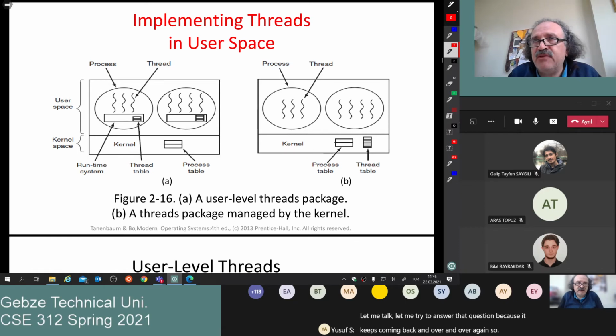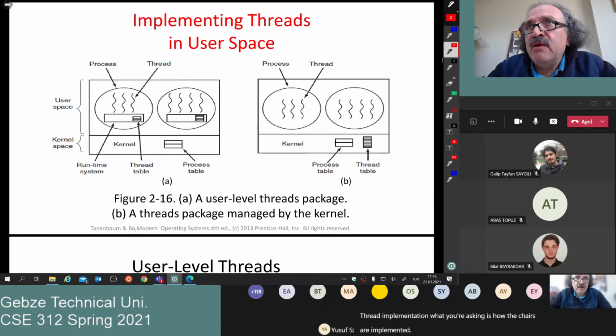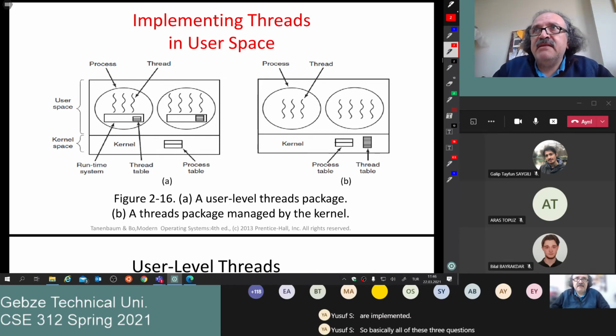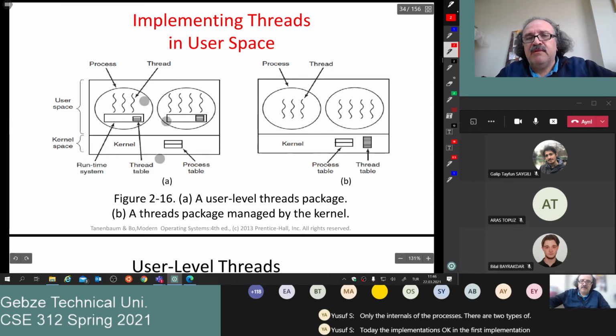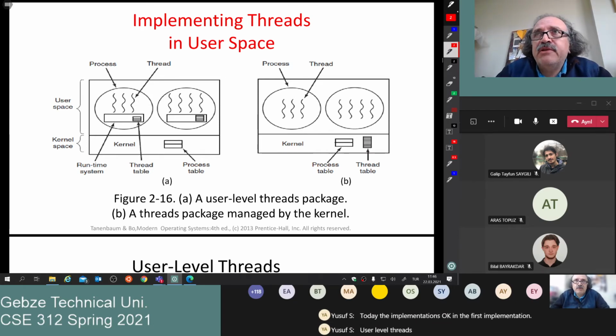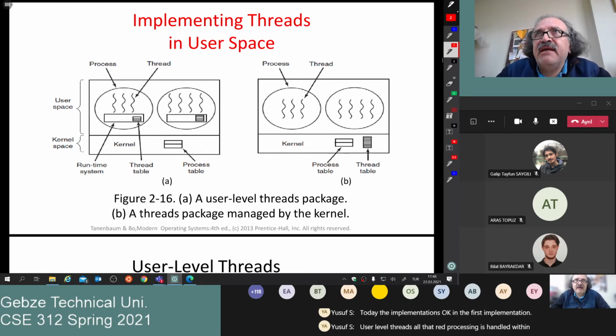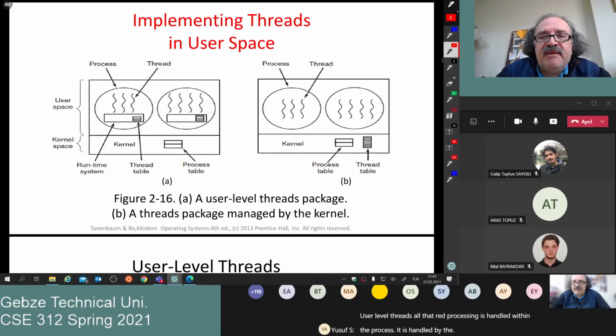Thread implementation: what you are asking me is how the threads are implemented. Basically all of these three questions can be summarized as: does the operating system know about the threads, or is it something to do only with the internals of the processes? There are two types of thread implementations. In the first, user level threads, all the thread processing is handled within the process. It is handled by the thread library itself.